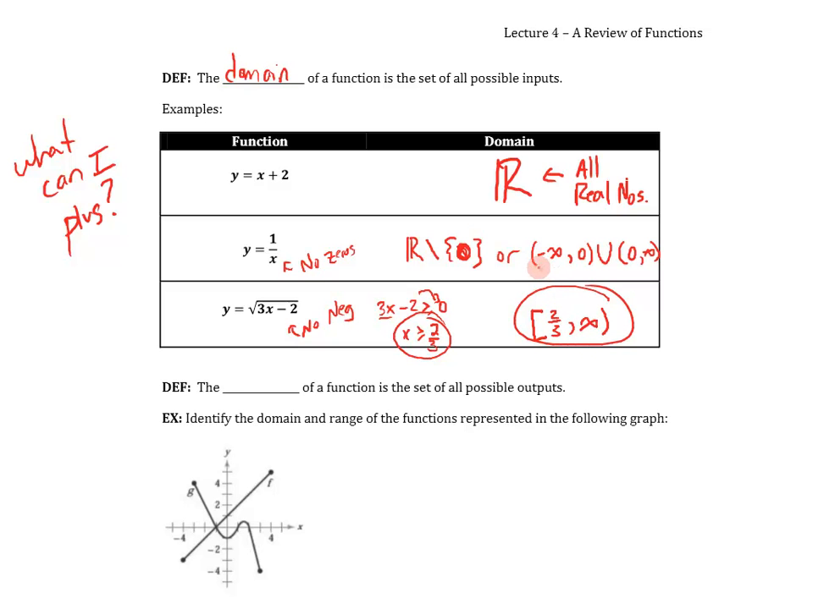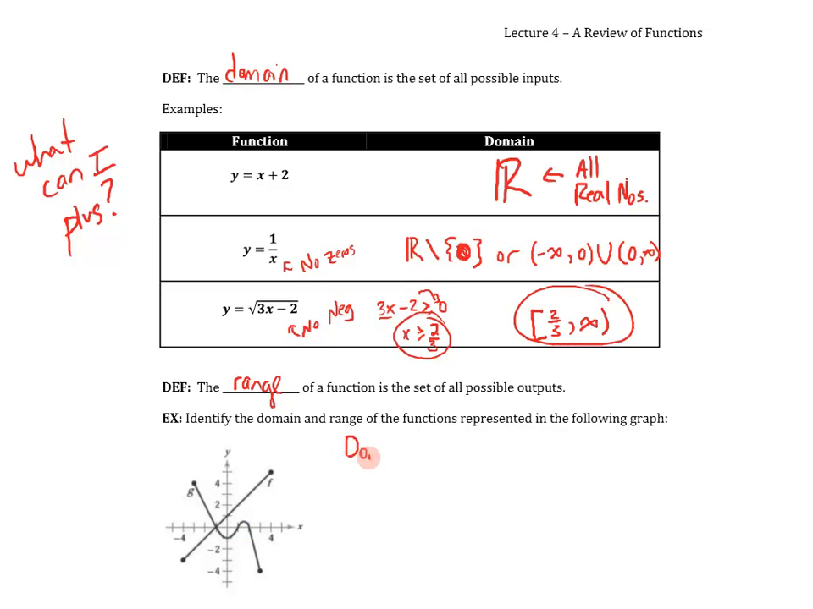Now the range of a function just means everything that comes out of the function. So domain is everything that goes in. Range is everything that comes out. Take a look at this picture that I've got drawn here. You've got a function g that follows this path, and a function f that follows this path.